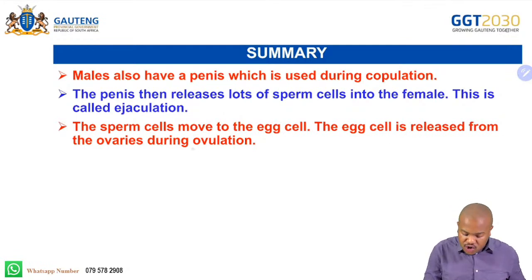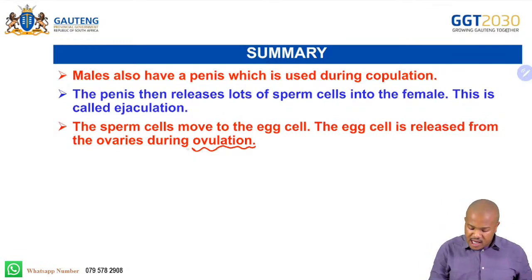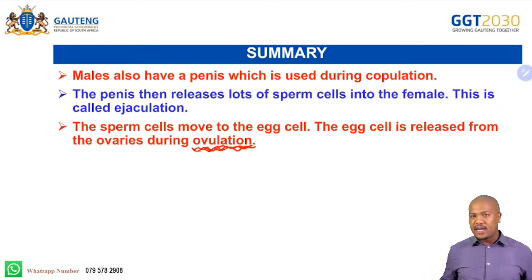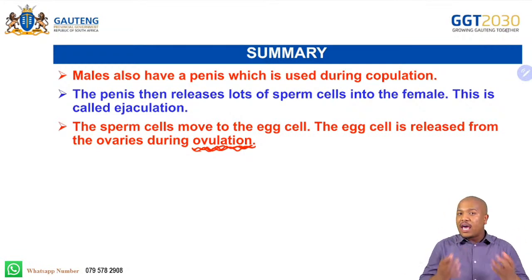right? Now, during ovulation, there are certain events that take place in a female's reproductive system. We have a 28-day cycle, which is called a menstrual cycle. On day 14, which is half of 28, ovulation takes place, where the egg is released from the ovaries into the fallopian tubes, waiting for possible fertilization. When the sperm reaches the egg, fertilization occurs, right?